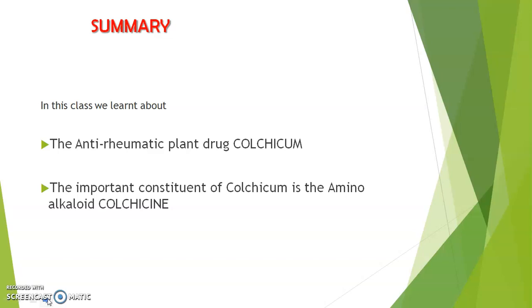So, what did we learn about this? We learned antirheumatic plants Colchicum as well as Guggul. The important constituent of Colchicum is amino alkaloid colchicine, and the important constituent of Guggul is steroid, that is guggulsterone.